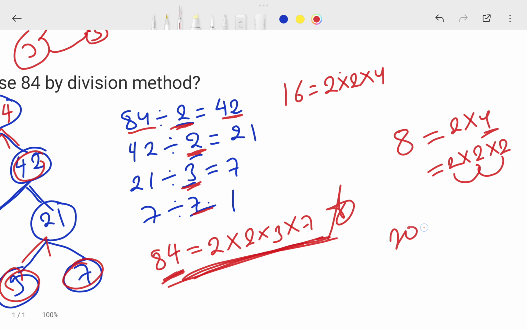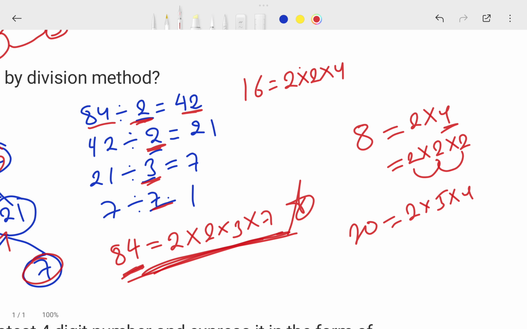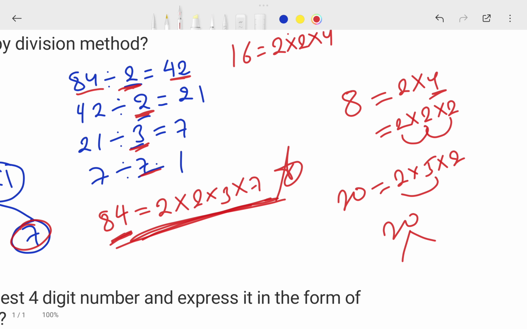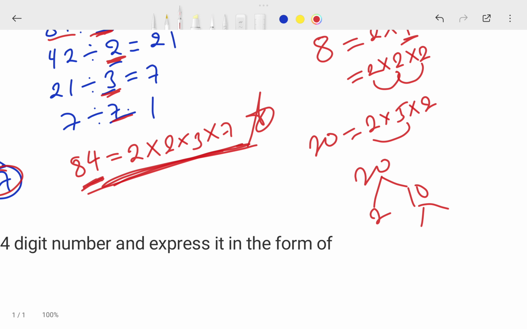If you are writing 20, how will you write it? You will write 2 into 5, that's going to be 10. 10 into 2 is going to be 20. If you want to separate 20, you can write it like this: you can multiply 2 into 10, right? 2 into 10 you will say like this, and 10 is going to be 2 into 5.